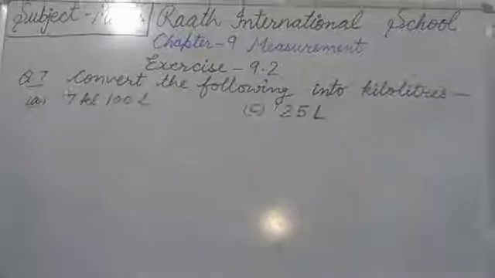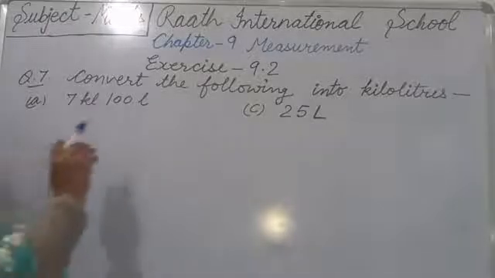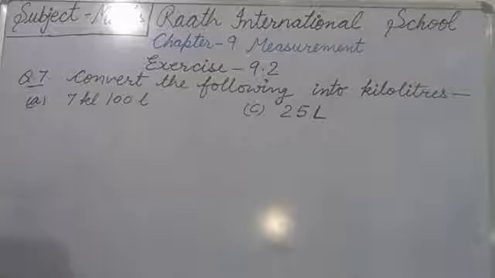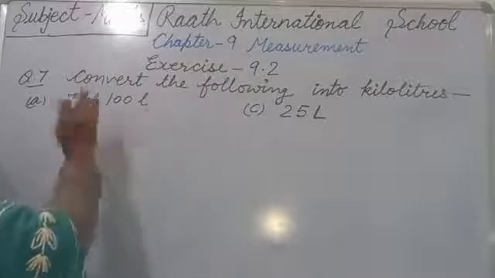Question number 7. Convert the following into kiloliters. So this is also like question number 6. This is also like question number 5 and 6. You have to convert into kiloliters. There is given liter and you convert into kiloliter. So the relationship is 1 kiloliter equals 1000 liter. Like question number 5, there was kilogram and grams. Here there is kiloliter and liter. So the A part is 7 kiloliter 1000 liter.